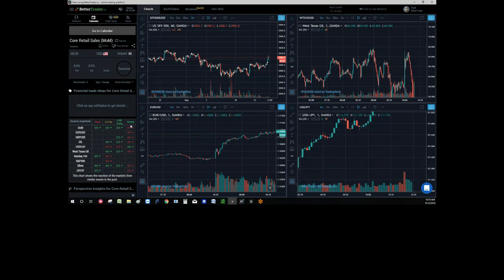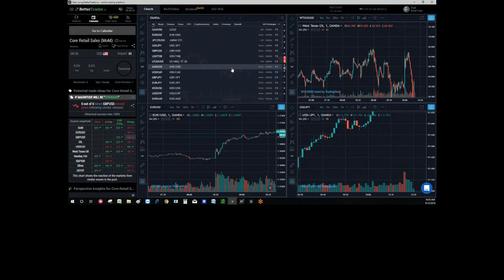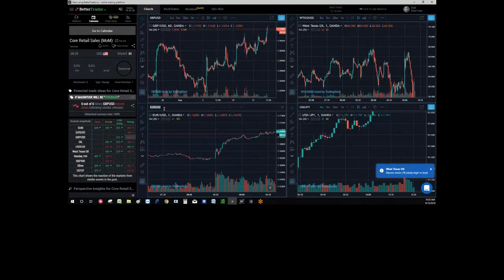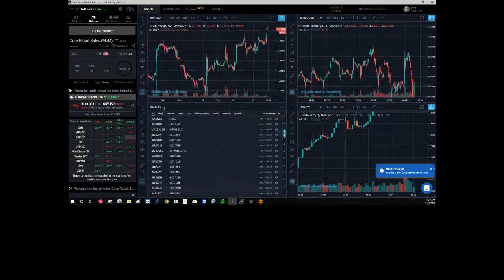So we can see that if it's going to be strong, there is opportunity, let's say here, pound dollar, 6 out of 6 times, pound dollar moved down following a similar stronger release of core retail sales. So if I'm going to trade it, probably I'm going to do something like this, to load the pound dollar. It's really how I prepare for trades before the event release, not after the event release. I prepare my screen before.